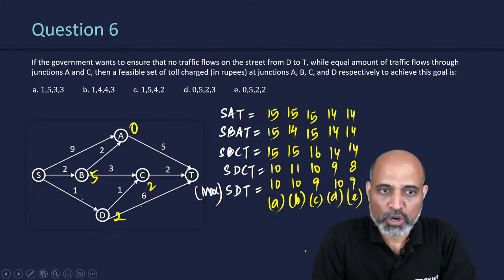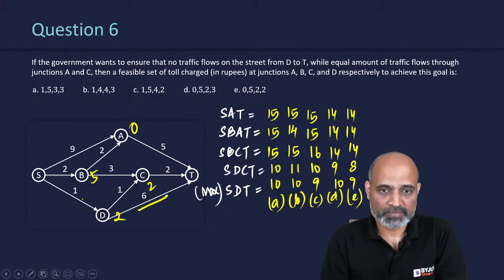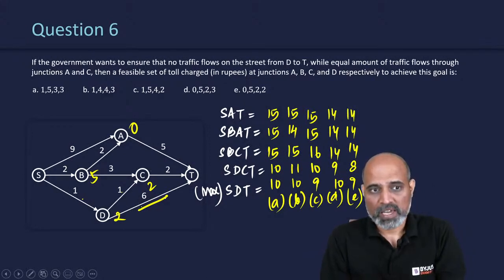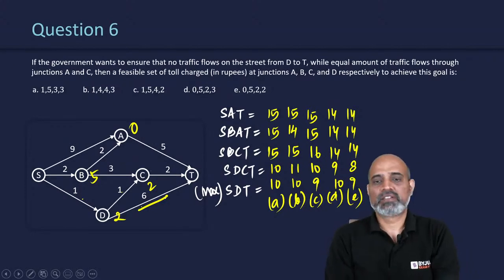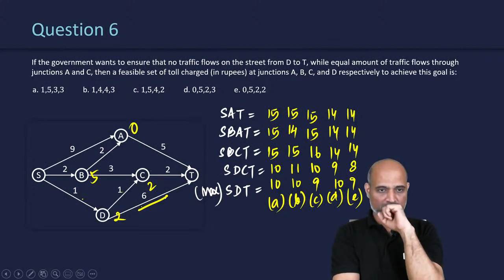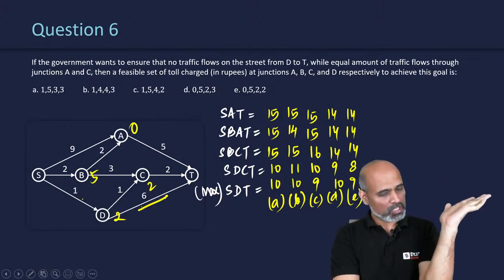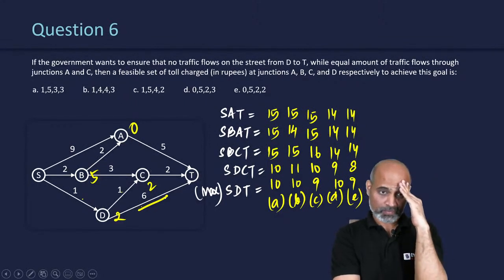Now question says government wants to ensure that no traffic flows on the street from DT. So इधर किसी को नहीं जाना है. So SDT should be out of the equation. An equal traffic flows through junctions A and C, then a feasible set of toll charged at junctions A, B, C, D respectively to achieve this goal is. Okay. A and C से बराबर traffic, which means on the upper part of that shape, everybody should be like, चलो चलते हैं, कोई problem नहीं है.